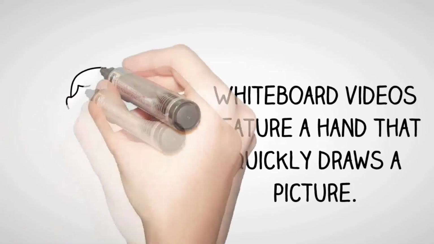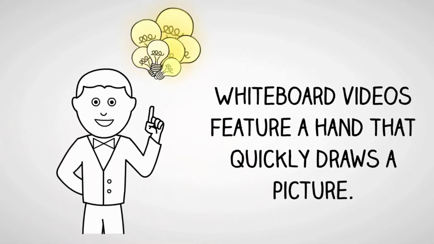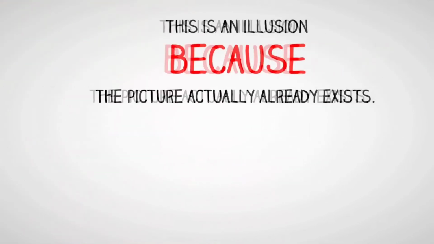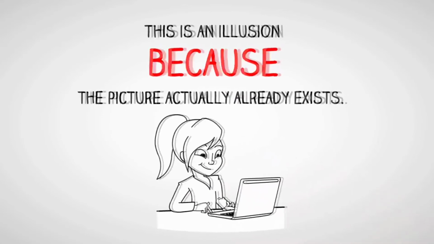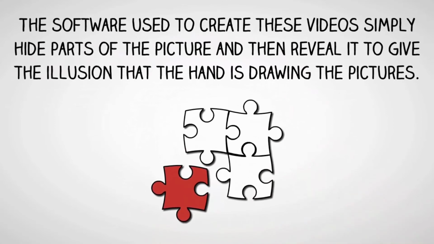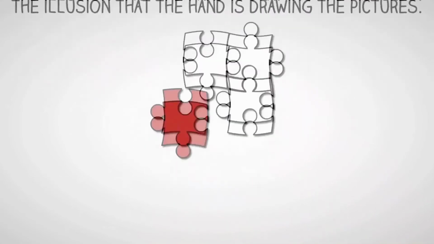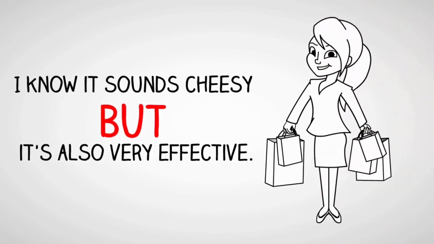Whiteboard videos feature a hand that quickly draws a picture. This is an illusion because the picture actually already exists. The software used to create these videos simply hides parts of the picture and then reveals it to give the illusion that the hand is drawing the pictures. I know it sounds cheesy, but it's also very effective.